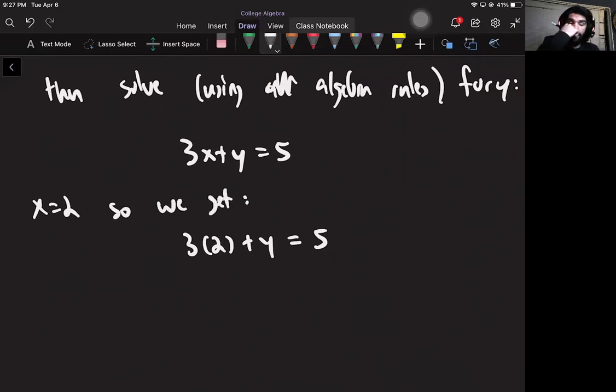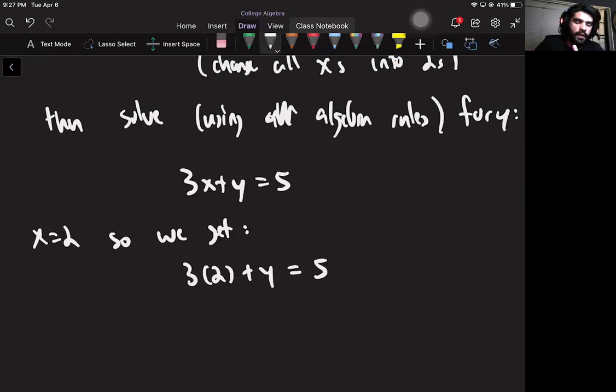And math notation is very delicate. You have to write things correctly or it will not make sense. So I'm being very specific with my equal signs, my plus, my multiplication, everything is very precise here. Do not try to make your own notation.